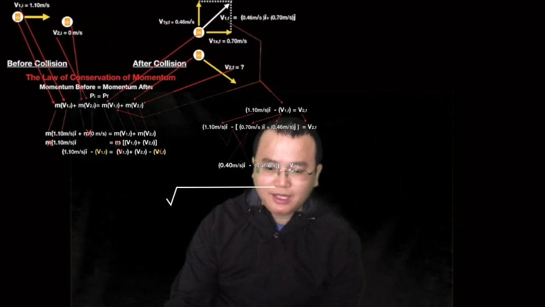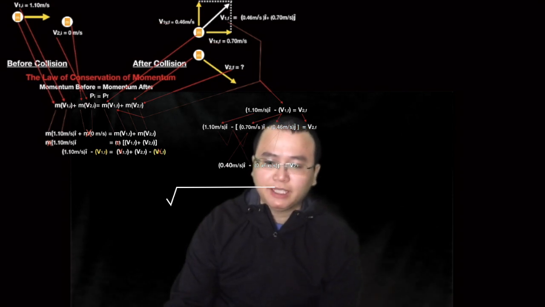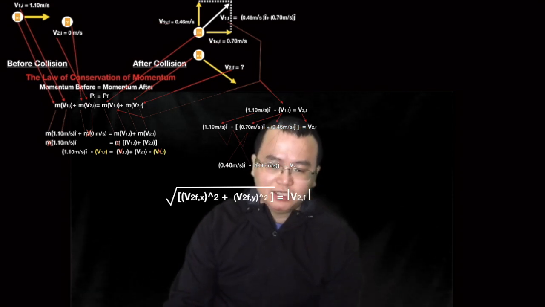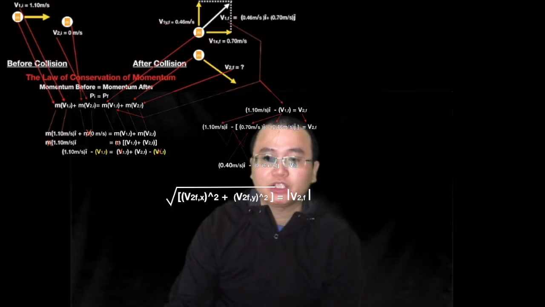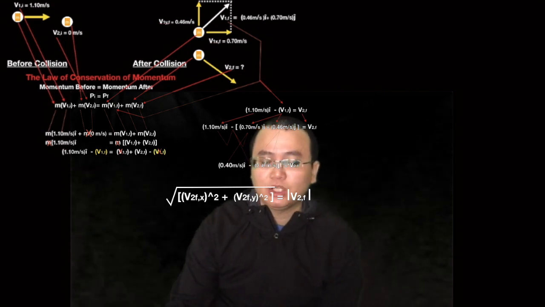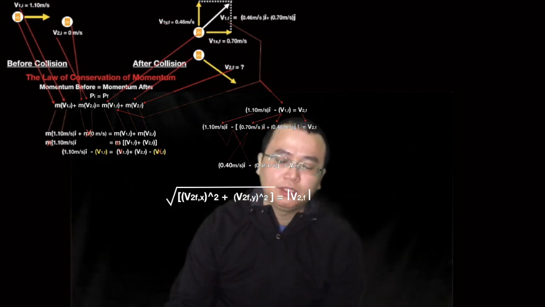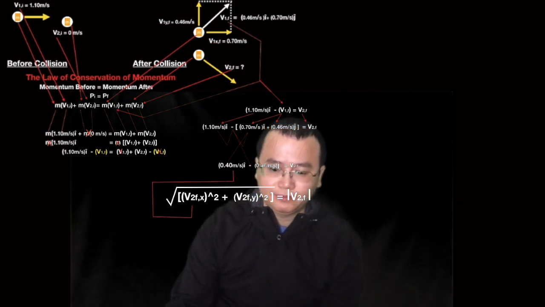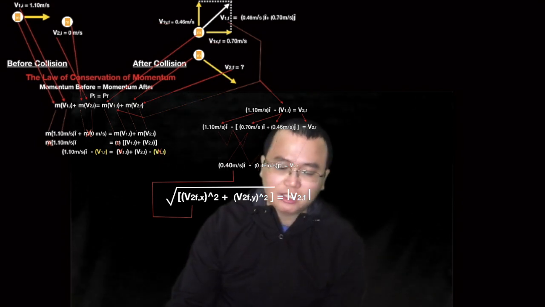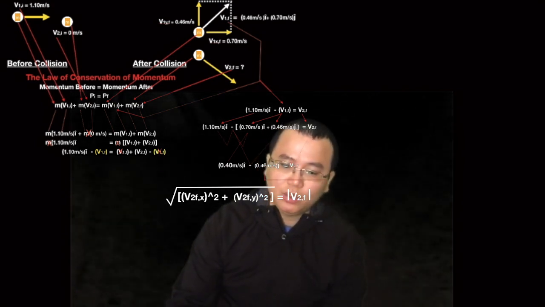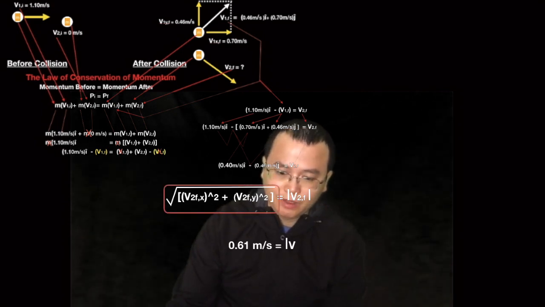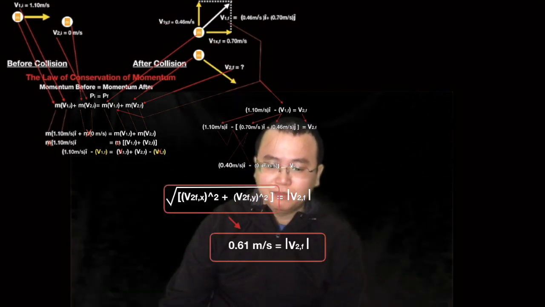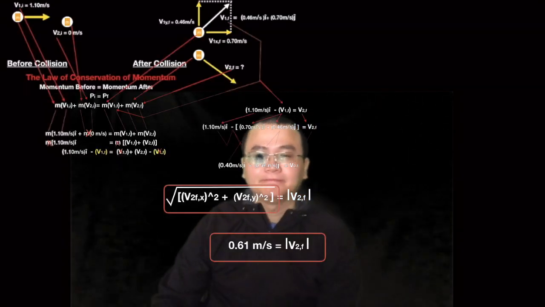Alright, so now I need to figure out the magnitude of the vector V2F. I just need to take the square root of V2F in the x direction squared plus V2F in the y direction squared. That's the equation for finding the magnitude of a vector. Then I just transfer the numbers into the equation, and that will give me 0.6 meters per second. That's pretty much it.